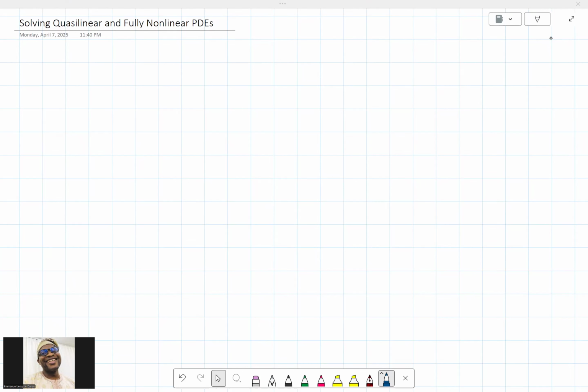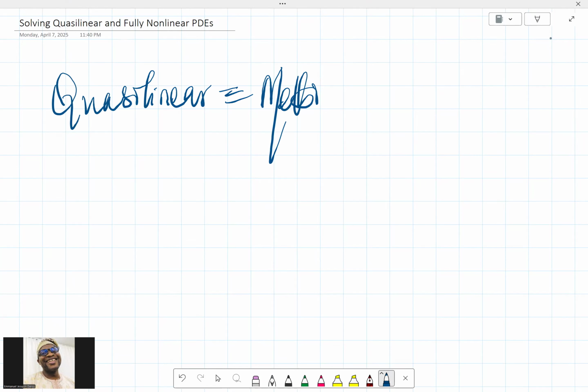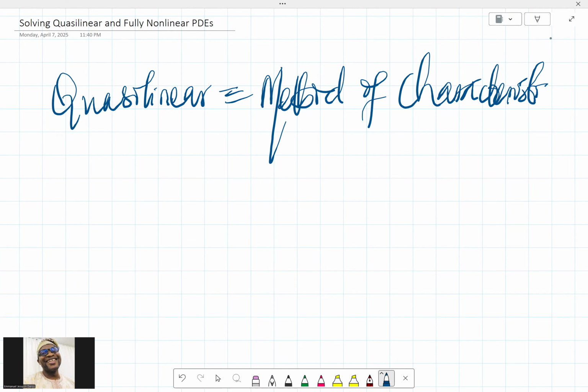Now, in the last video, I made a table comparing both across things like their features, their complexity, and method of solution. So we saw that for quasi-linear, the method of solution is the popular method we know already, which is the method of characteristics, where you equate each dependent and independent variable to a particular parameter, which corresponds to the characteristic for the equation.